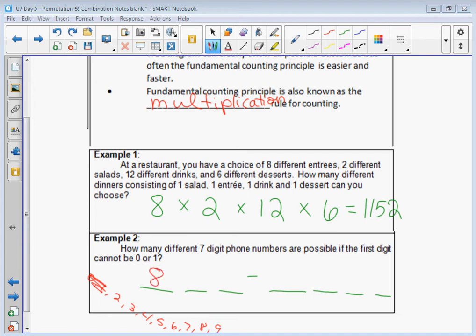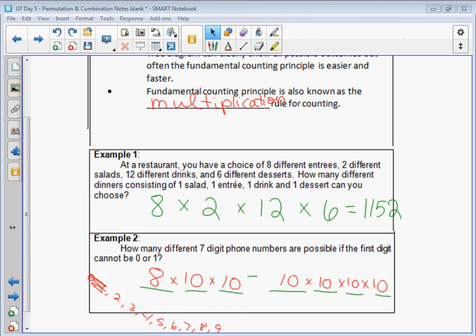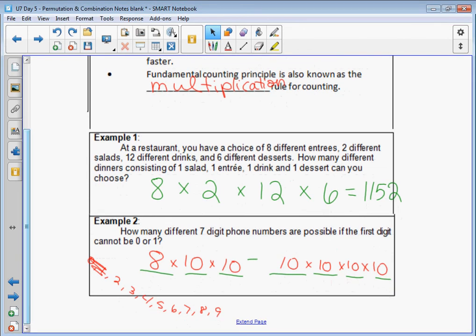So we have 8 options for the first digit, but we have all the options for the rest of the digits. So we're going to take 8 and multiply it by 10 times 10 times 10 times 10 times 10 times 10. So how many different 7-digit phone numbers are possible if the first digit cannot be 0 or 1? We multiply that all together and we get 8 million. And when you throw an area code in there, we have a lot more options.